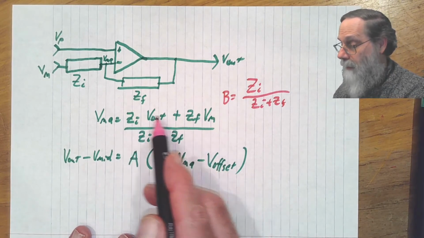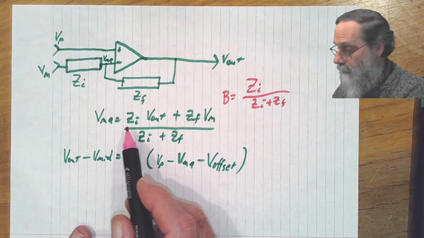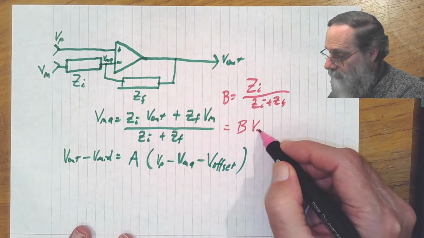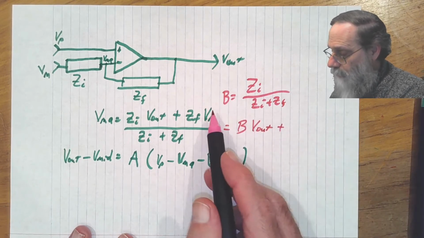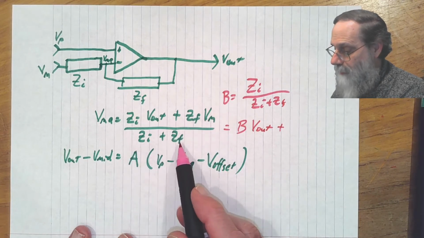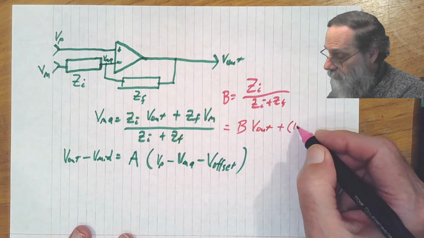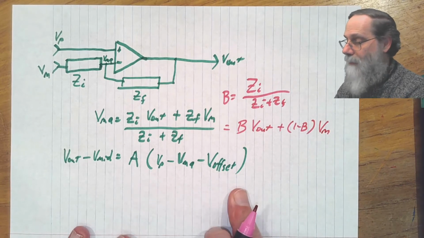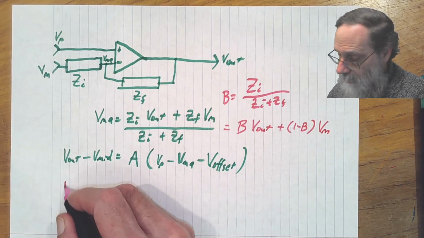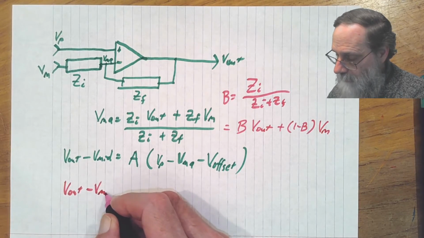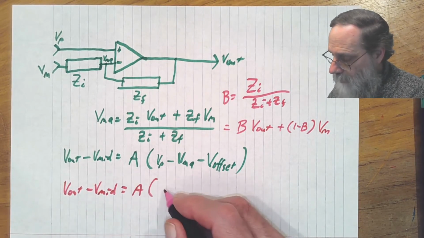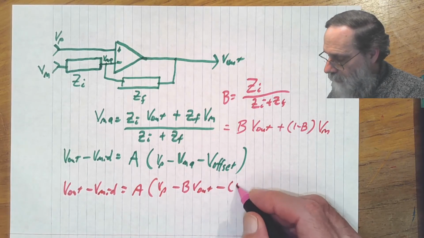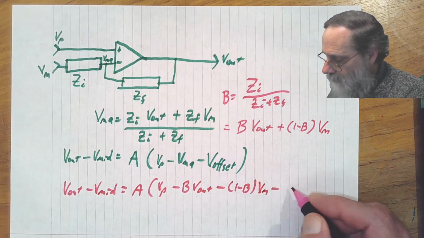We can now simplify this formula for VMA because notice I've got Zi over Zi plus Zf times Vout. So that's B times Vout plus, and then over here, well, Zf over Zi plus Zf is just 1 minus B, and that's times Vm. And now I can write this whole thing out as Vout minus Vmid is equal to A times Vp minus B times Vout minus 1 minus B times Vm minus Voffset.